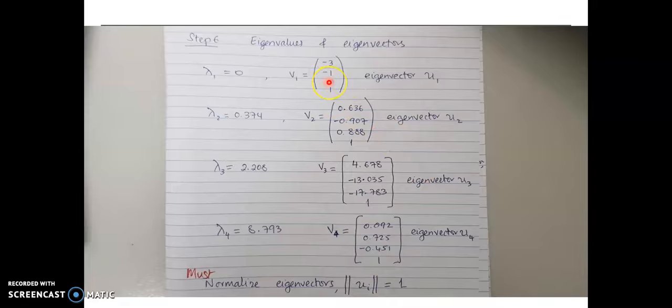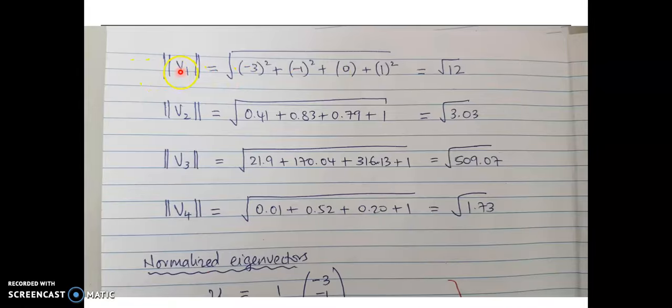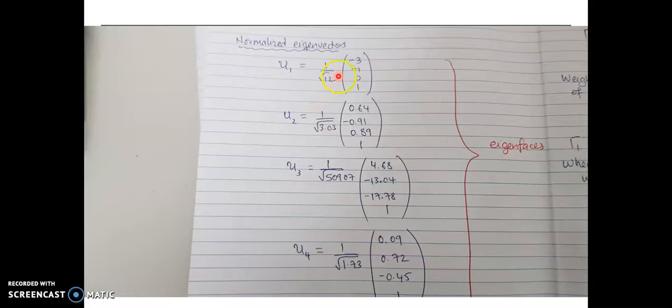So we have to calculate the magnitude of vi and divide every element in vi by the corresponding magnitude. So I calculate the magnitude of v1: minus 3 squared plus minus 1 squared plus 0 plus 1 squared, take the square root, which is square root of 12. I compute the magnitude of v2, v3, and v4. To normalize, I divide each eigenvector vi by its magnitude, as shown here.